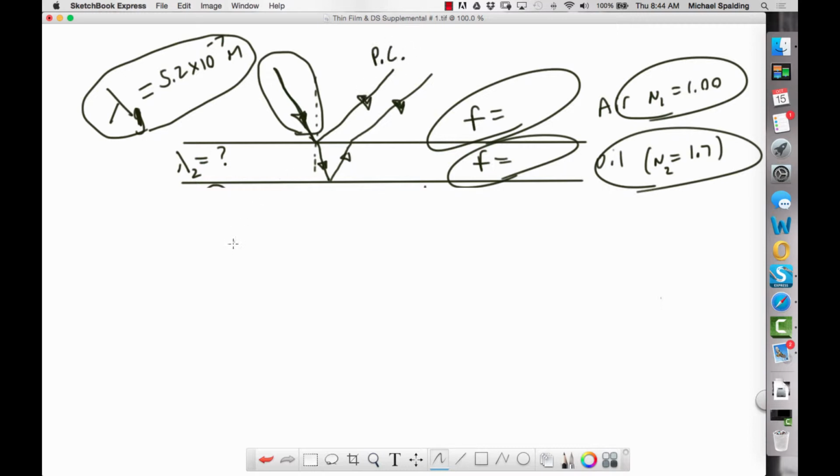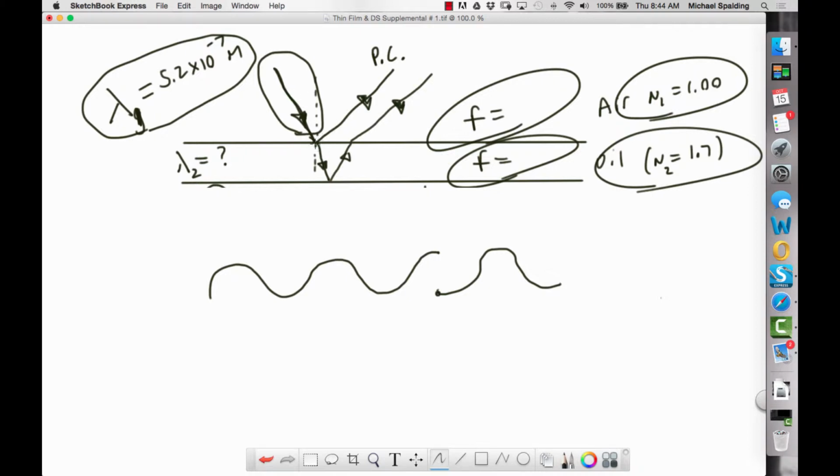Now what does a phase change mean? If you have this wave, the light is wave-like. Let's say right here is the boundary. A phase change is when a peak suddenly becomes a trough. A peak shifts to a trough. So the wave literally has a change of phase right at the boundary.